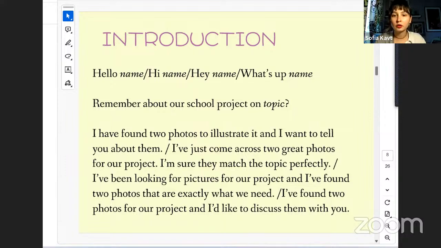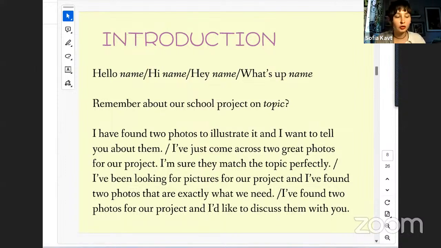The first one, as I told you before, is the introductory lines. To greet your friend, you can say hello and then friend name, hi, friend name, hey, friend name, or even what's up, friend name. It's totally fine to say things like hey or what's up, as we're sticking to an informal style in this monologue because it's a voice message for your friend. Then I suggest that you say, remember about our school project on, and then topic name. For example, remember our school project on the types of art.